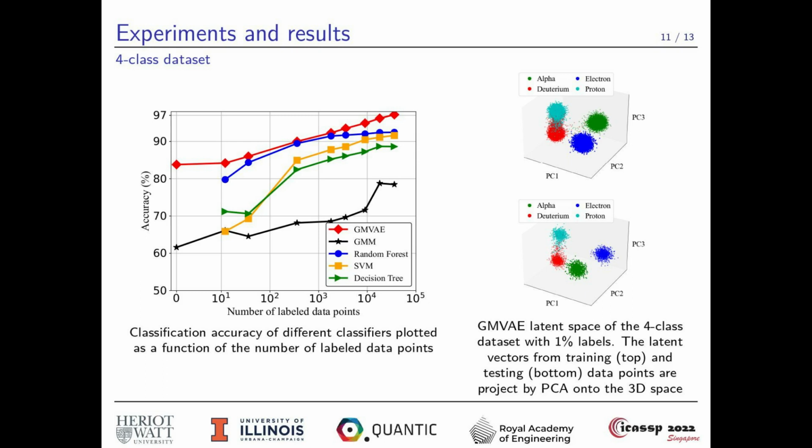The 3D latent space of GMVAE with 1% labels projected by PCA is shown in the figure on the right. The figure illustrates the high similarity between the pulses associated with deuteriums and protons. We also noted that the classification accuracy of GMVAE linearly increases by increasing the number of labeled data points.